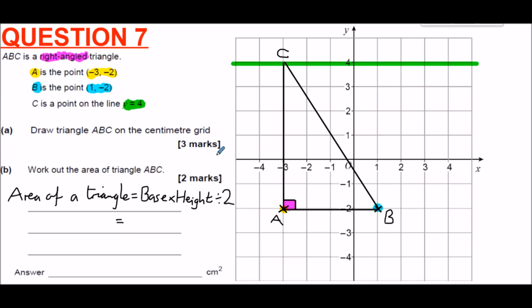Now this grid is a centimetre grid, which means that each square is worth 1 centimetre. And so looking at the bottom bit, the base of this triangle, how many squares along is it? Well, hopefully you can see that it's 4 squares. So the base is 4. And the height of this one, how many squares high is it, we can work out again by just measuring or counting the squares.